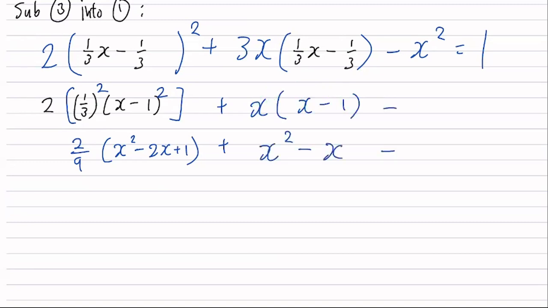Okay, then minus x squared equals 1. Okay, now we try to simplify. x squared minus x squared, what a coincidence, they cancel each other off. I'm left with minus x equals 1.